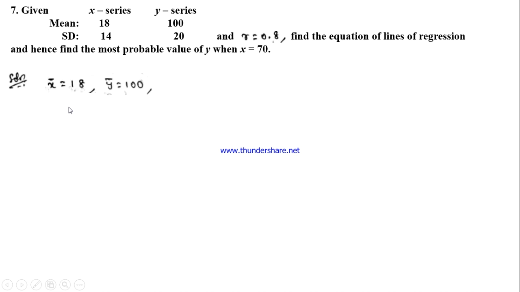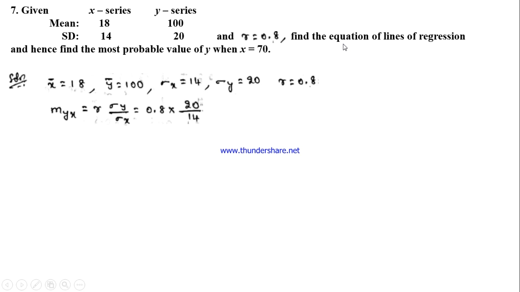X bar is 18, y bar is 100, sigma x is 14, sigma y is 20 and R is equal to 0.8. Now we can write our regression lines. For that we can compute myx, which is given by 1.14, and we can compute the mxy value, that is R sigma x by sigma y. Substitute and on simplification 0.56.